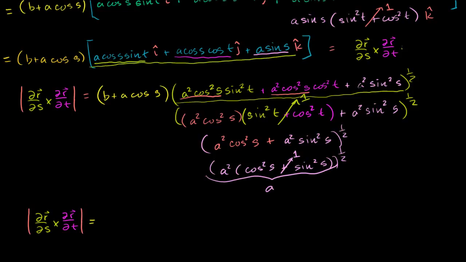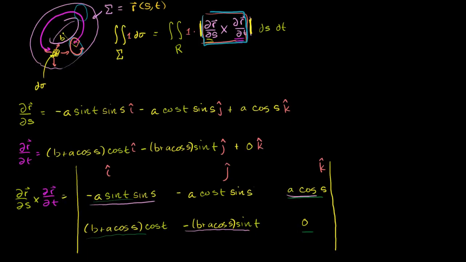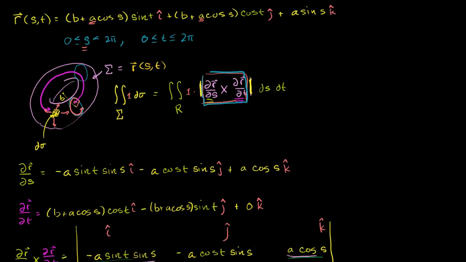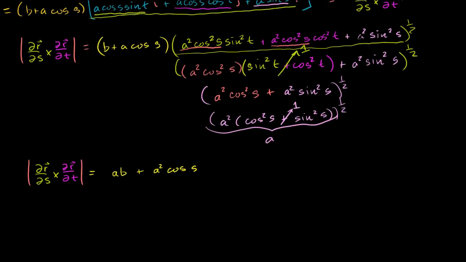And what's that? A times b, so it's ab plus a squared cosine of s. So already we've gotten pretty far, and it's nice when you do something so beastly and eventually it gets to something reasonably simple. And just to review what our mission was several videos ago, we want to evaluate what this thing is over the region over which the surface is defined. So s going from 0 to 2 pi, and t going from 0 to 2 pi. So we want to integrate this over that region.